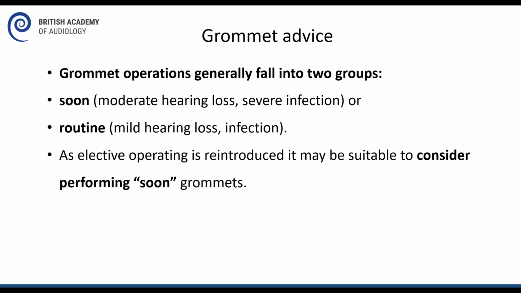They say that grommets fall into 2 groups: soon, that is somebody with a moderate hearing loss and severe infection, or routine ones, where there's a mild hearing loss and an infection but no severe infection. And they're saying that when elective operating is reintroduced, it might be suitable to consider performing the soon grommets at some stage rather than waiting for that whole time and pushing them further and further back.